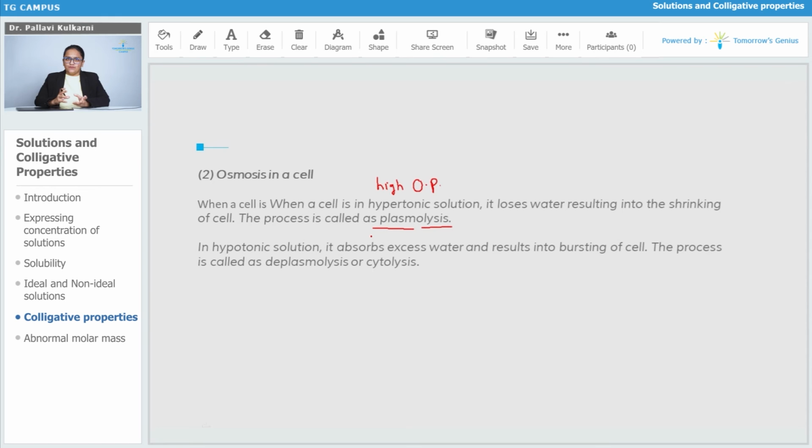Why plasmolysis? Because plasma, that is this liquid or solvent, is coming out, and it will cause lysis, that is breaking of the cell. On the contrary, if we put it in a hypotonic solution, that is a low osmotic pressure solution, then just like the egg, outer solvent or water will go in. The cell absorbs excess water and bursts, and this process is called deplasmolysis or cytolysis. This is the second example for osmosis.